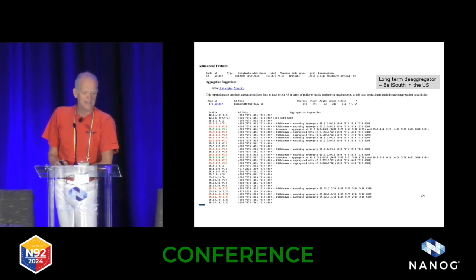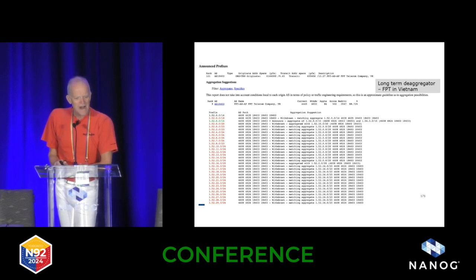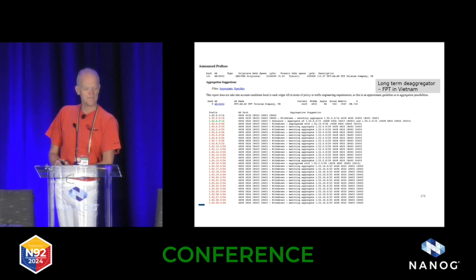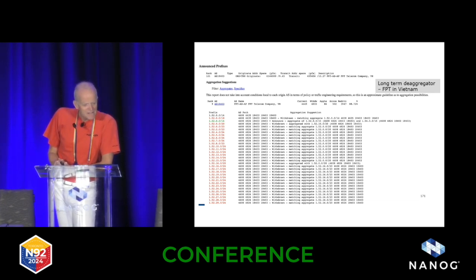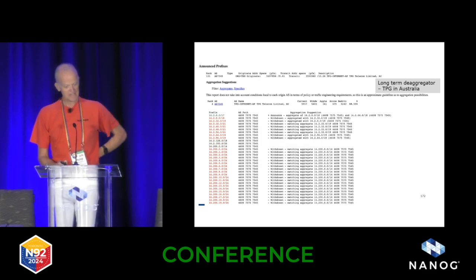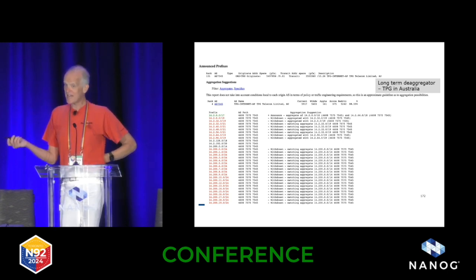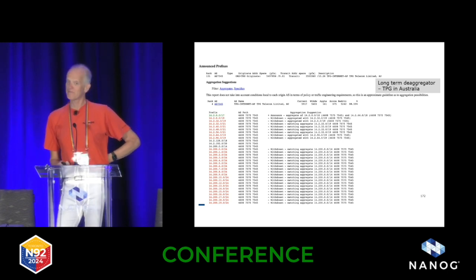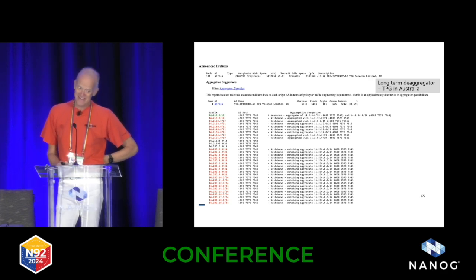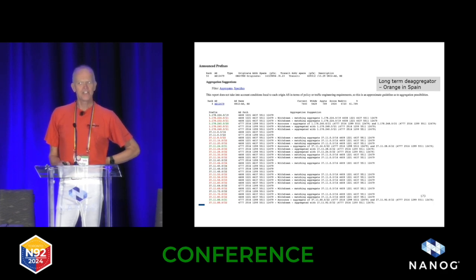So, I've got some example horror stories of why are people doing this. This one here, who's this one? This is FPT in Vietnam. Why are they announcing all these /24s? Look at the paths. They're all exactly the same. There's no traffic engineering happening, so why are they being announced? TPG in Australia, same thing. Why? Just because they can, and nobody's complaining about it, apart from Philip Smith, it seems. And I'm a TPG customer.